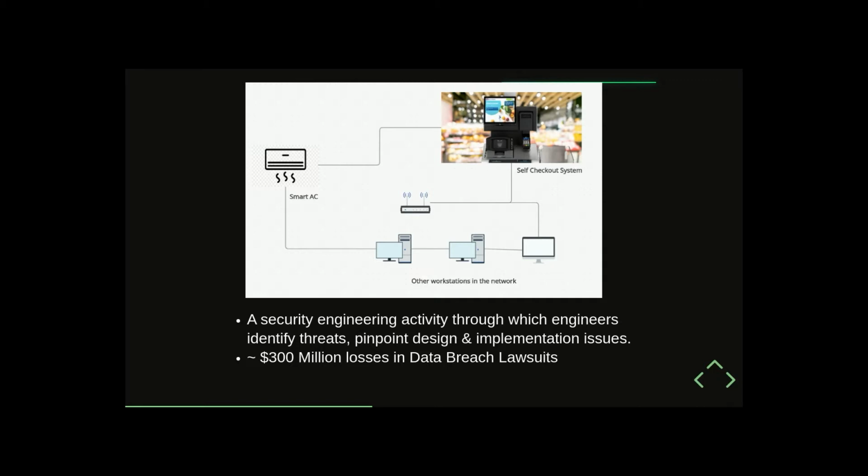The smart AC gets compromised due to a vulnerability, and the attackers are now inside the network and are able to attack other systems as well. If the network had been properly segmented to keep the organization's network and the air conditioning unit machines separate, the attack would not have been so severe. So there is a need to look at the design and the architecture to find out issues. So threat modeling is a security engineering activity through which engineers identify threats and pinpoint design and implementation issues.